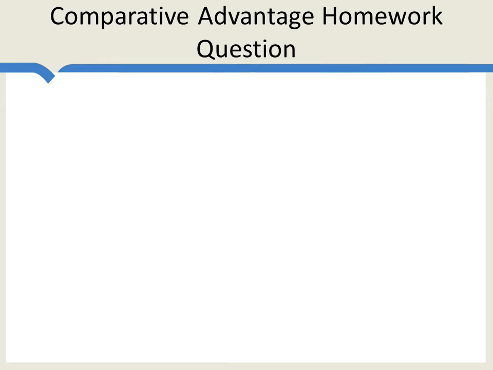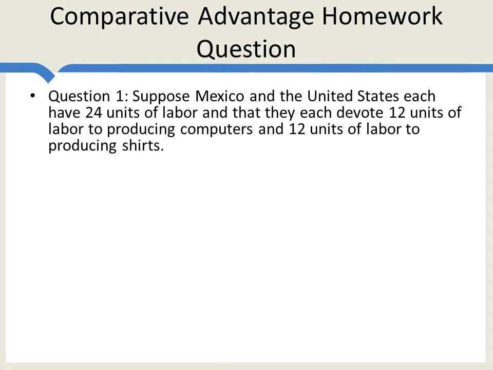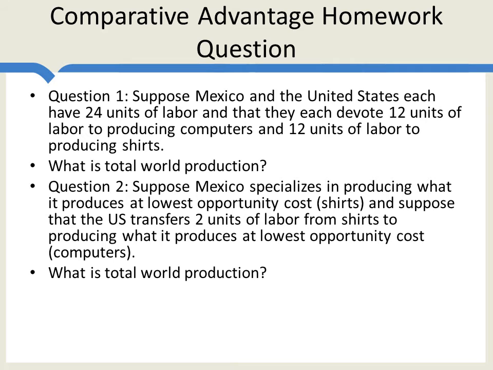So I'm going to leave some of the details to you in some homework questions, which we'll go over in a future video. So question 1. Let's suppose that Mexico and the United States each have 24 units of labor, and that they each devote 12 units of labor to producing computers and 12 units of labor to producing shirts. That will be our baseline scenario. So the question is, what is total world production in this scenario? That's question 1.